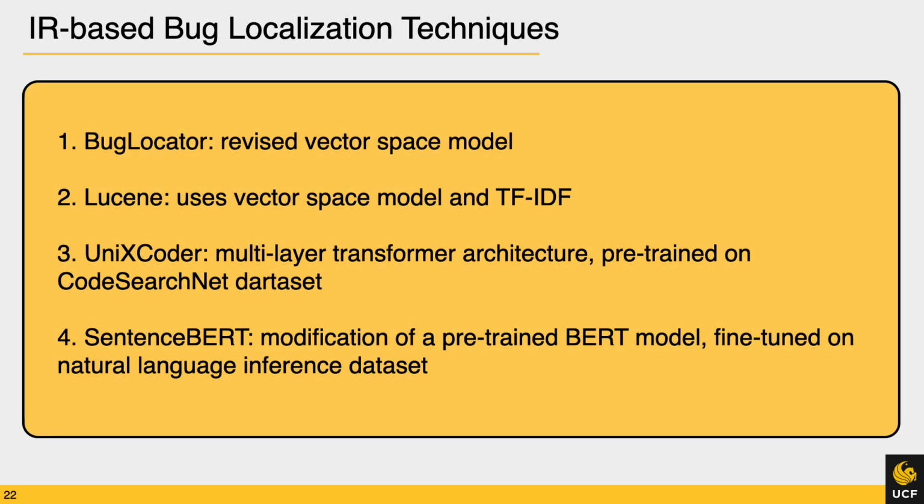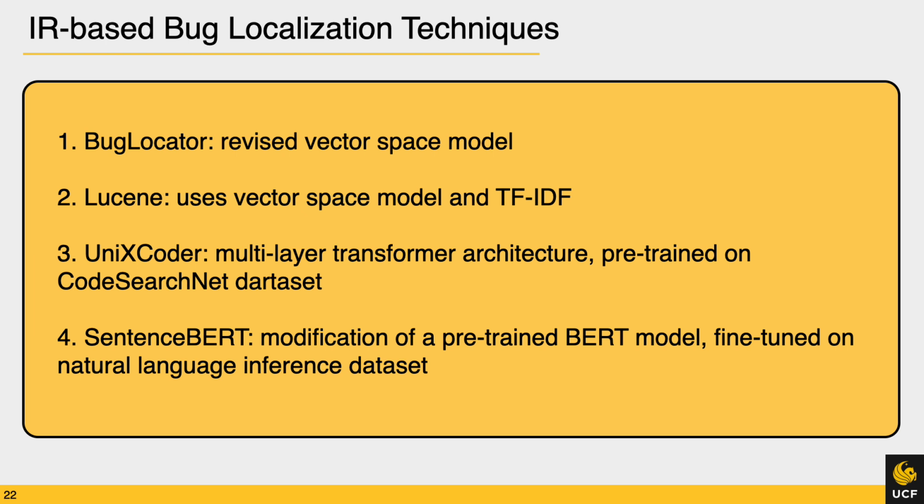We selected 4 information retrieval-based techniques. The first 2 are traditional, that is BugLocator and Lucene, and the last 2 are neural language models, that is SentenceBERT and UniXcoder. The first one is BugLocator, which is a revised vector space model. BugLocator ranks longer documents higher, assuming that these are more likely to contain bugs. The second one is Lucene, which is also a vector space model and uses TF-IDF.